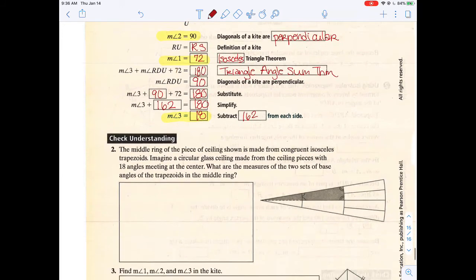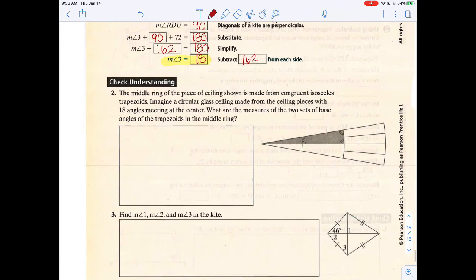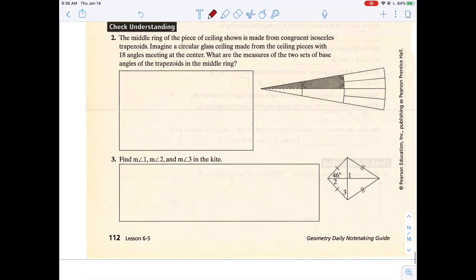So we found the measure of angles 1, 2, and 3. Okay, there are a couple more check for understanding problems here for you to check out. First one says the middle ring of a piece of the ceiling is shown made from congruent isosceles trapezoids. Imagine a circular glass ceiling from the ceiling pieces with 18 angles meeting at the center. So again, this is your vertex angle. What are the measures of the two sets of base angles of a trapezoid?